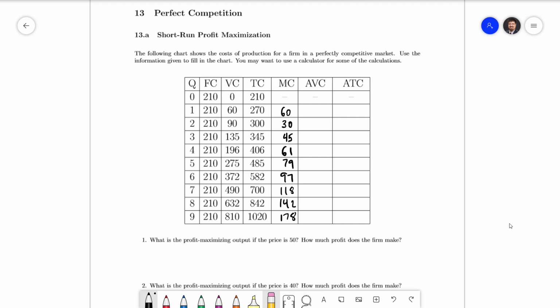For the average variable cost, we take our variable cost and divide it by quantity. For quantity of 1, we have 60 divided by 1, which is 60. 90 divided by 2 is 45. 135 divided by 3 is also 45. And so on.